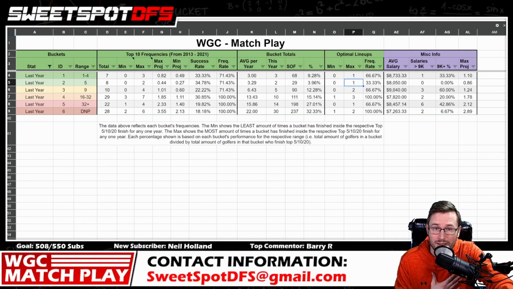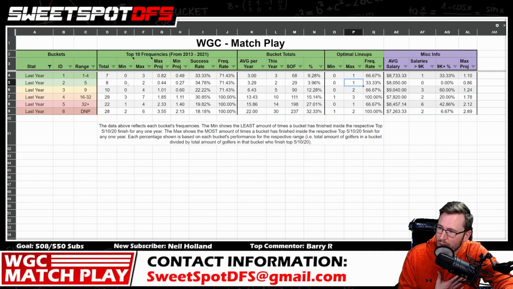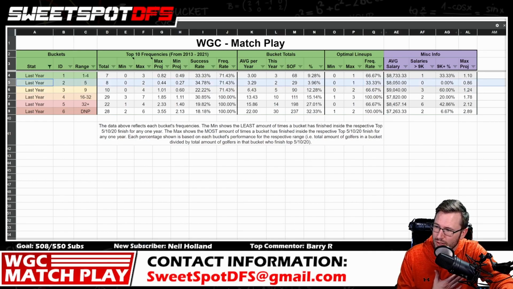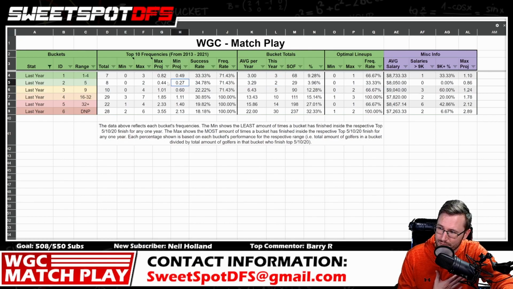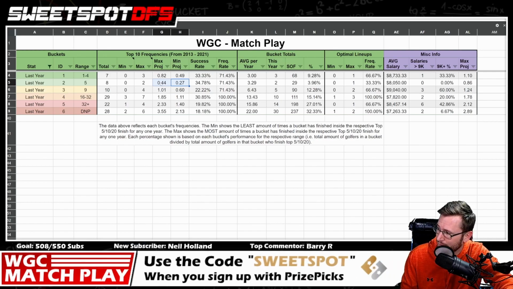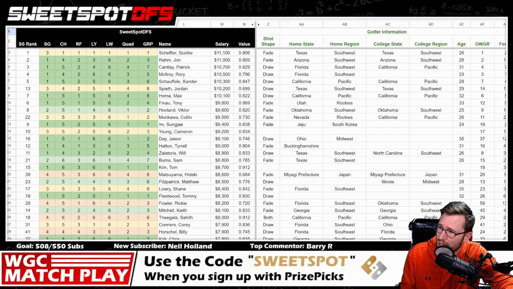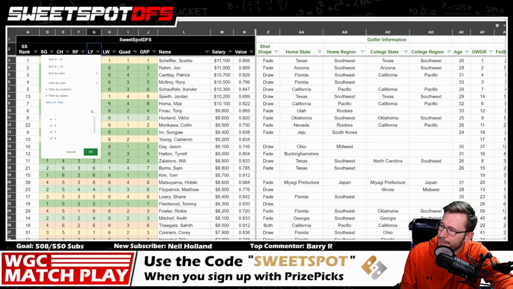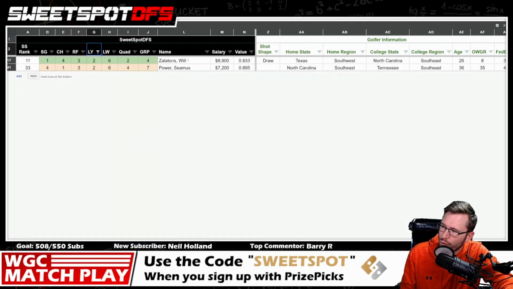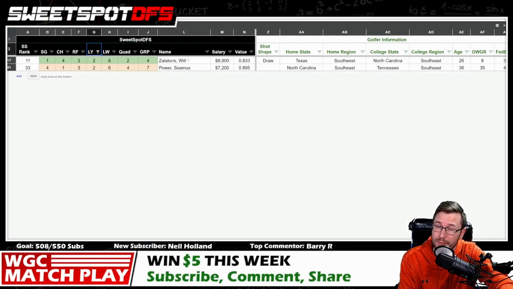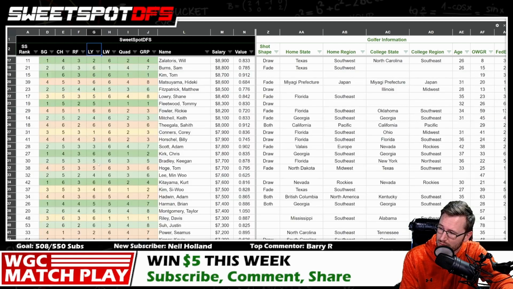Now, again, I always have a 2-point buffer, but when you come down to a bucket like the last year 2s, there are only 2 golfers in that bucket. 0 to 2 is pretty liberal. I don't feel super comfortable saying you could play 2 golfers from this bucket. Actually, let's take a look. Who are those guys? Maybe that'll help us determine. Will Zalatoris and Seamus Power. You could certainly make lineups with them, but I think the numbers speak for themselves. You probably don't want to. Probably just want 1.